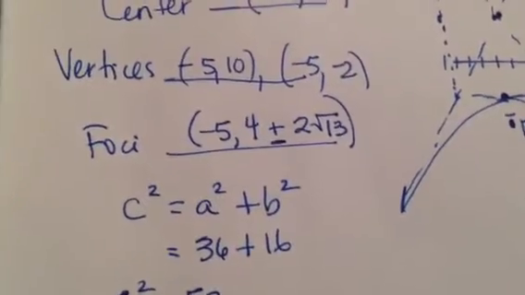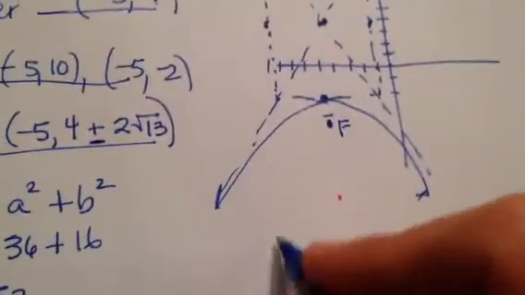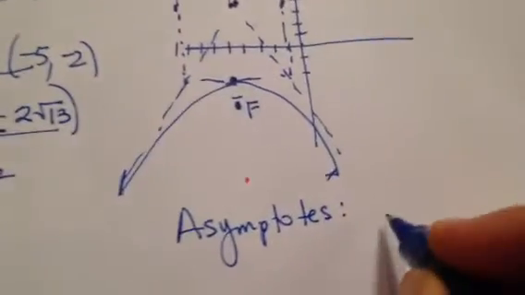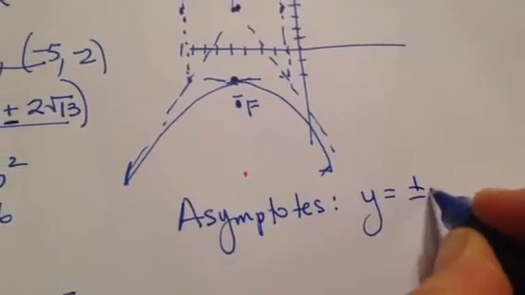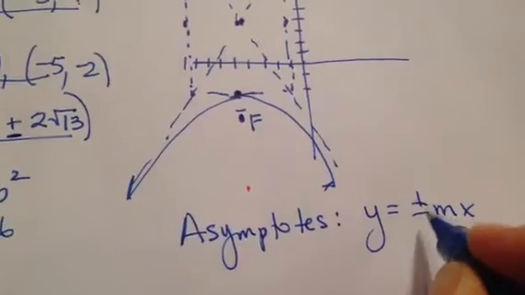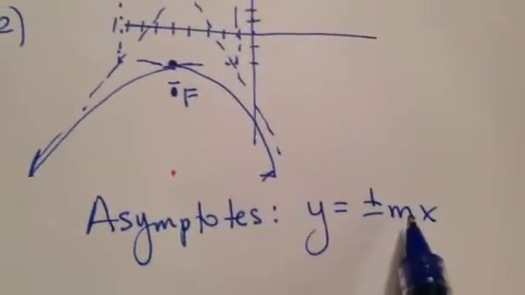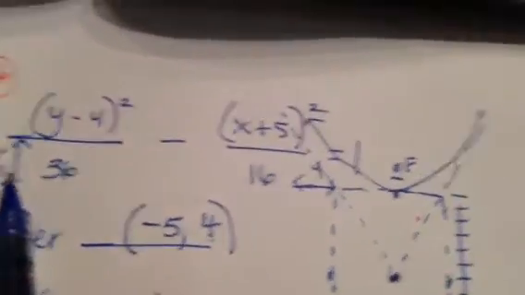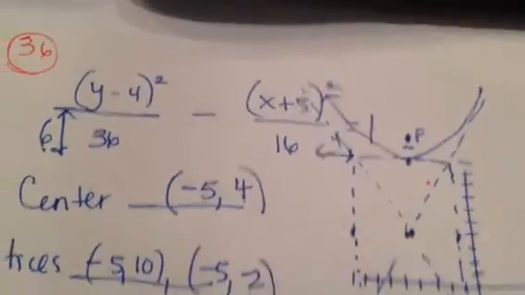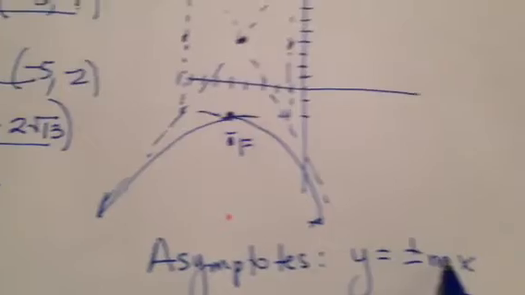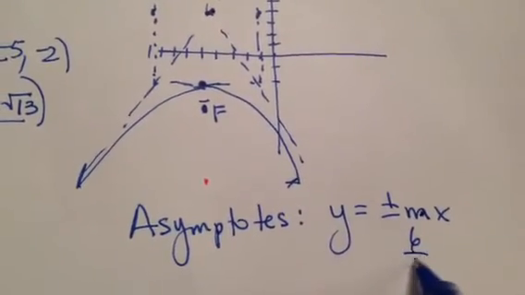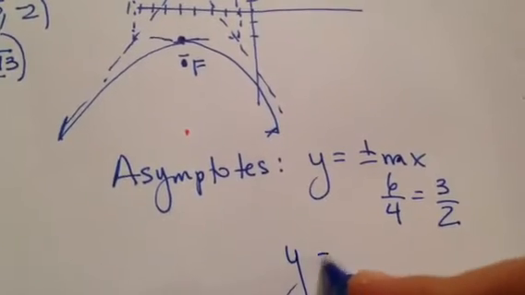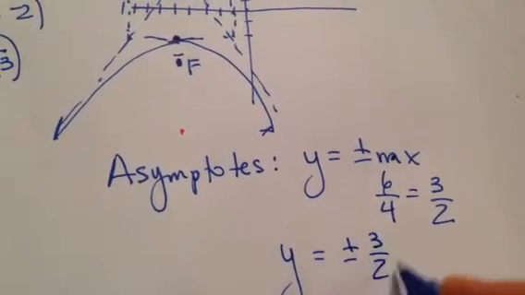Weird looking, I know. Okay, the last thing is the asymptotes. Just start with this loveliness right here. Make sure you get both plus and minus. Your slope is rise over run. So remember you went up 6 and you ran 4. So your slope is going to be 6 over 4, which by the way, when you reduce that, you get 3/2. So you're going to get plus or minus 3/2 x.